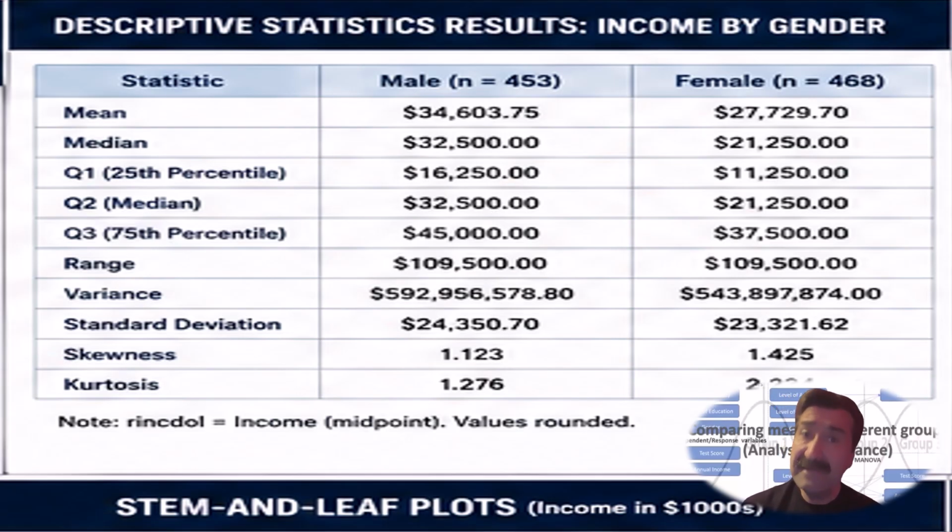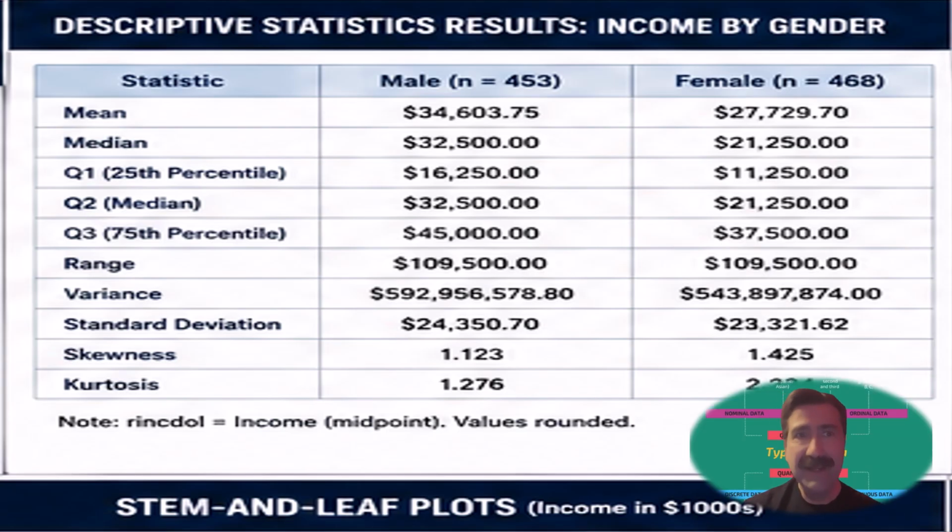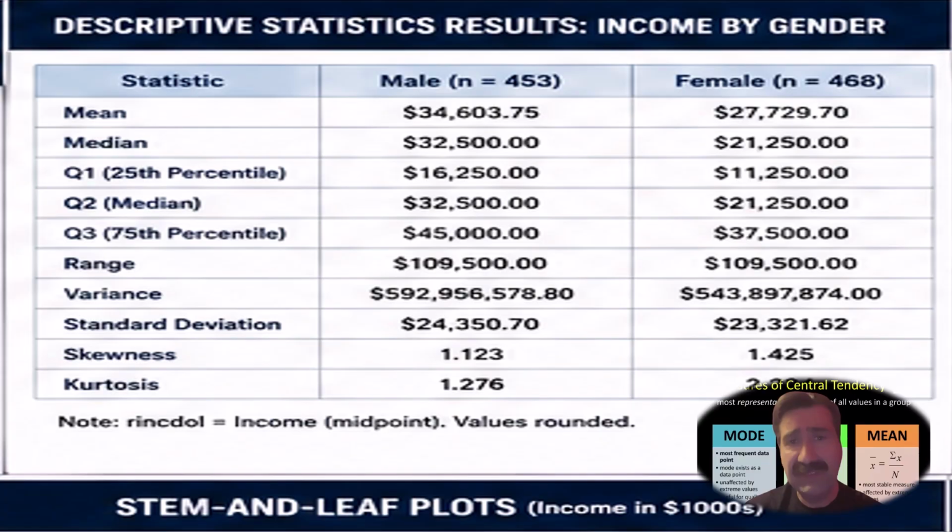Let's see descriptive results, income by gender. Now let's examine the actual findings. The average income for males was approximately $34,000. The average income for females was approximately $27,000. At first glance, this suggests males reported higher average income levels.